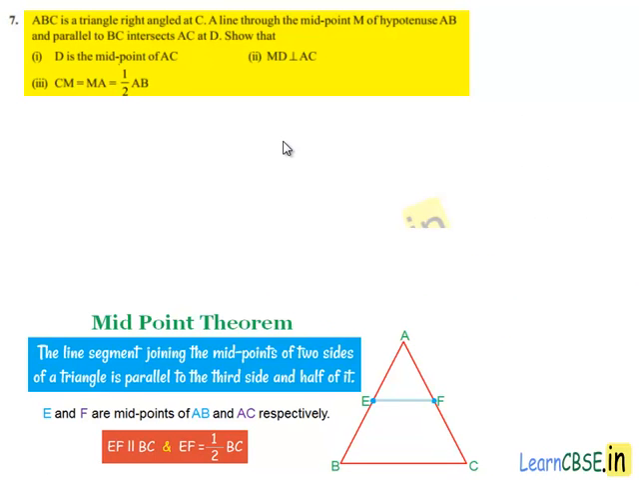Moving on to 7th problem. ABC is a right angle triangle at C. A line through the midpoint M of a hypotenuse AB and parallel to BC intersects AC at D. Show that first one, D is midpoint of AC. Second thing, MD is perpendicular to AC. And third thing, CM is equal to MA is equal to half AB.